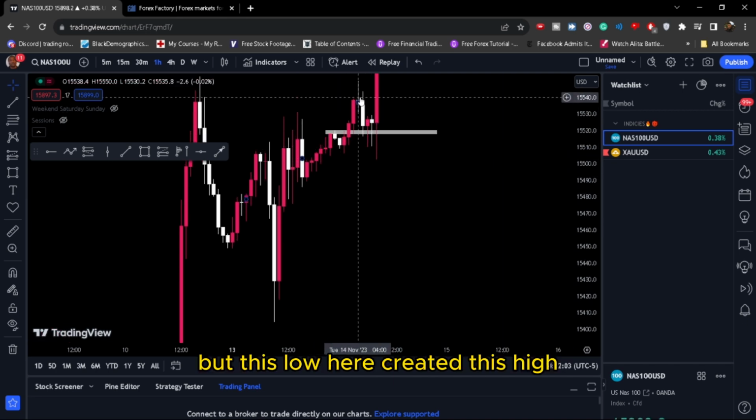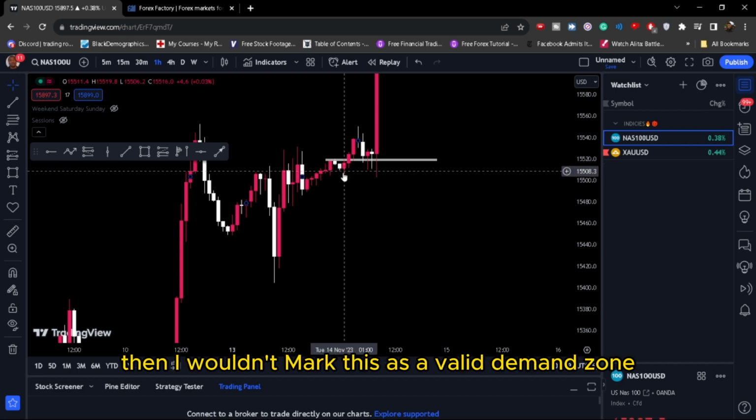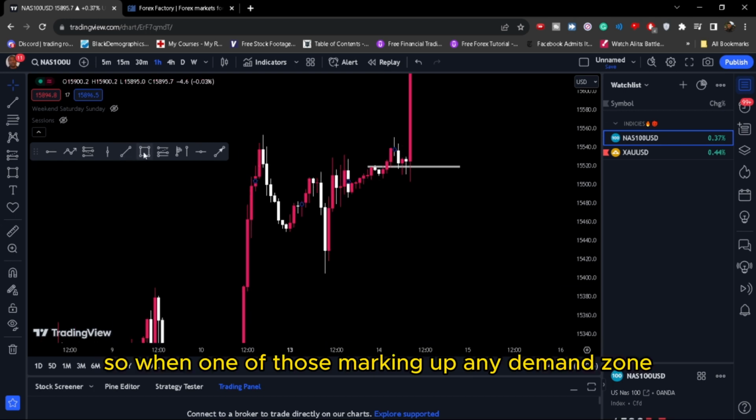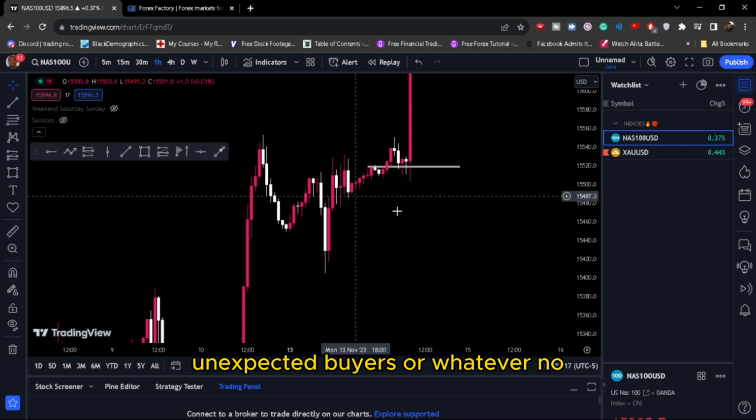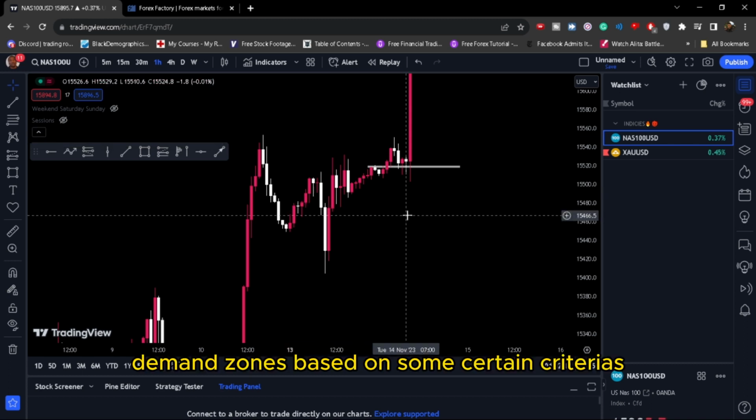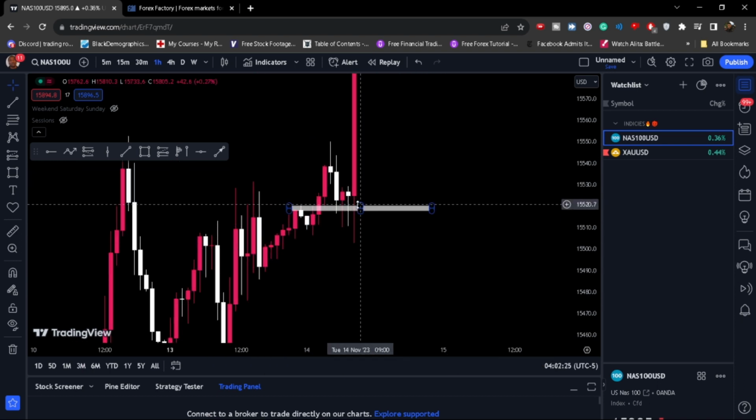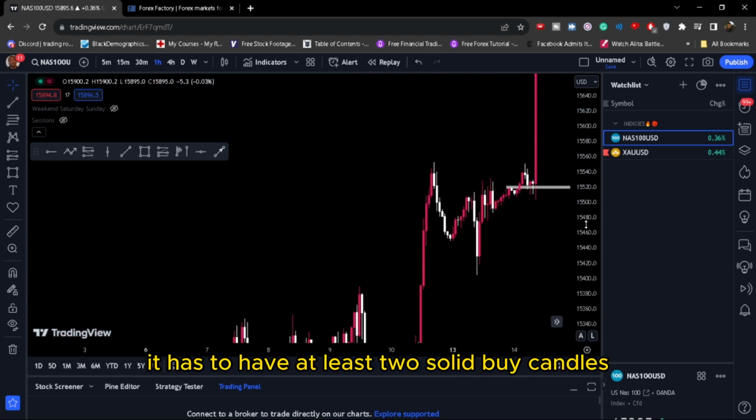But this low here created this high, and because it had at least two solid sell candles, we're going to mark this as a valid demand zone. So we're not just marking up any demand zone, like for example here, and expecting buys. No, we're marking demand zones based on certain criteria, which is at least having two solid sell candles in an uptrend. If it's a downtrend, guys, it has to have at least two solid buy candles.